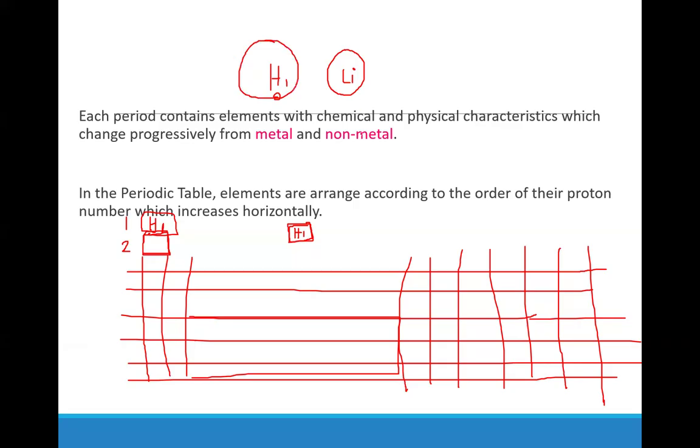Lithium has a proton number of 3. There is no element with 2, I think. Right, so yes, there is no element with 2. So lithium has a proton number of 3.